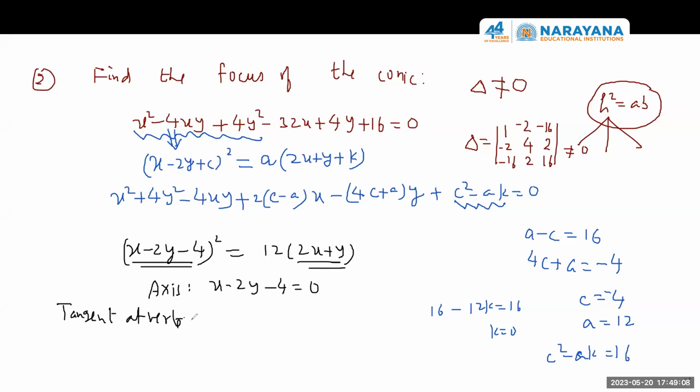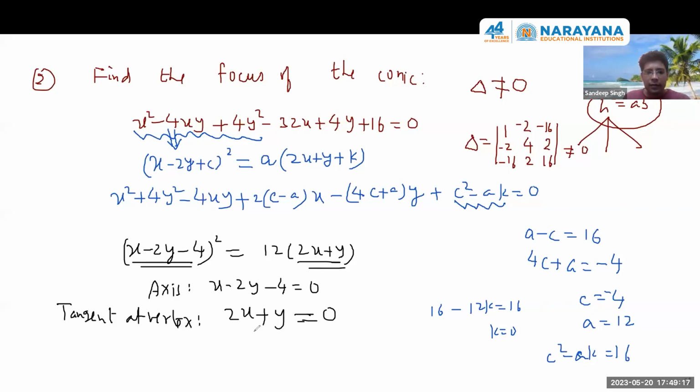Tangent at vertex. This is going to be what? 2x plus y equal to 0. So you can get the vertex. What is the vertex? Their intersection will be the vertex. So if you solve them, y equal to minus 2x. So that is 4 by 5, I believe, right? And minus 8 by 5. Is it all right? Please check.